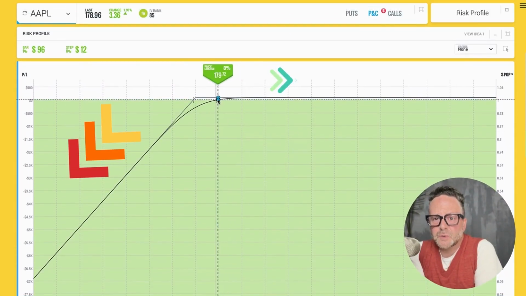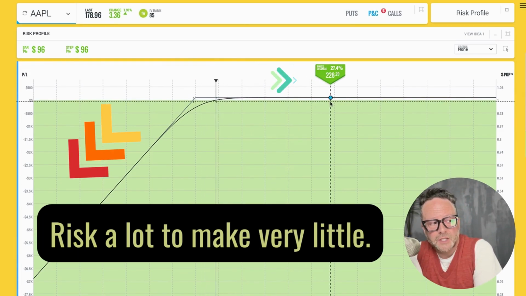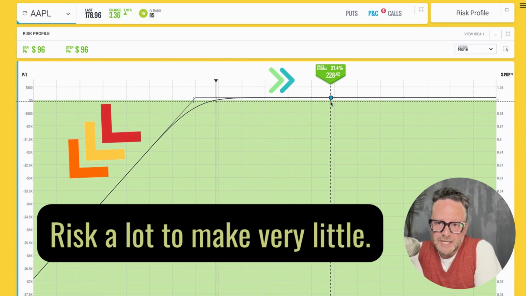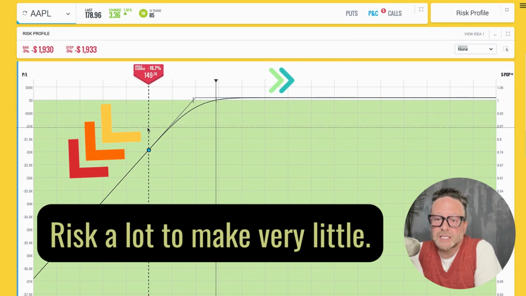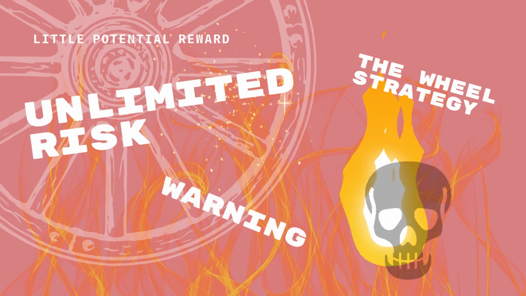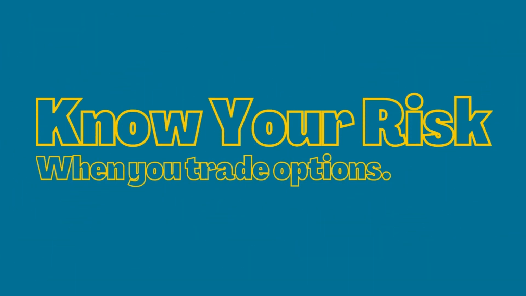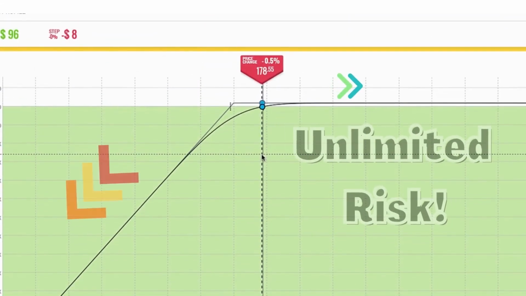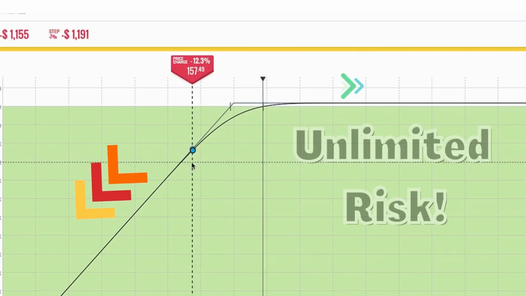So here's how the trade looks when we bring in $100 of premium. You can see if Apple increases in price, this is what you're going to make. However, if Apple goes down, you have unlimited risk. Well, this should be quite alarming. Again, very little profit potential, but unlimited risk potential.